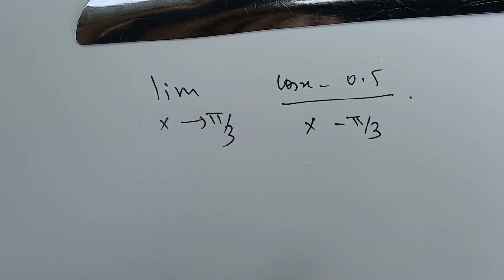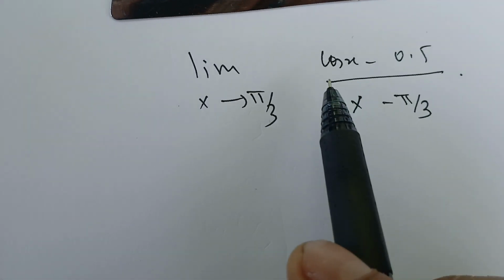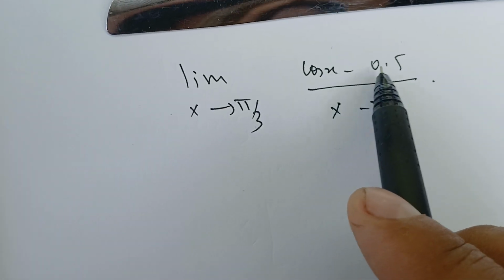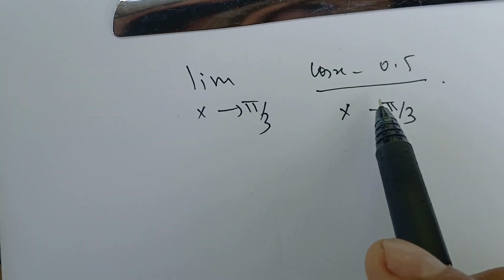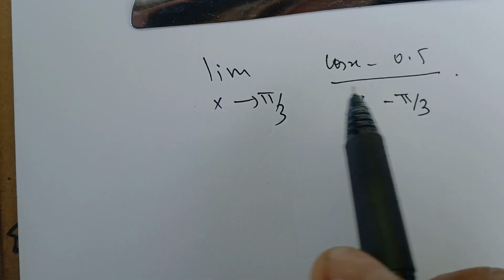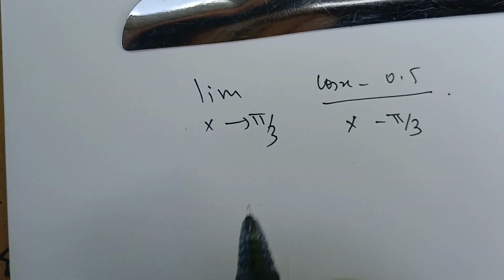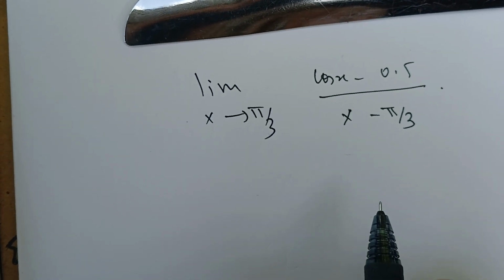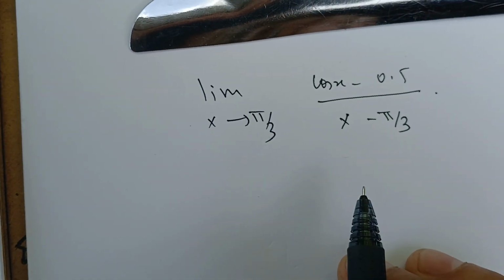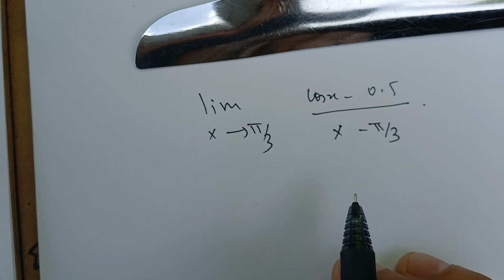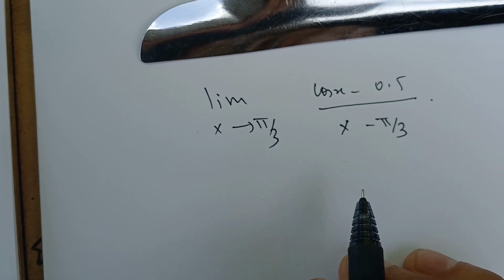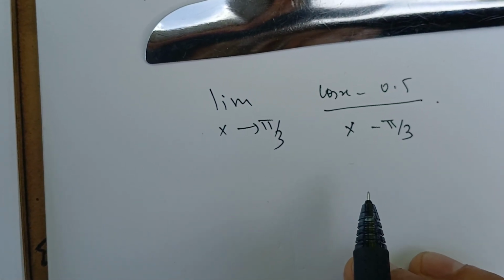Let us compute the following limit. It's the limit of (cosine x minus 0.5) over (x minus pi over 3) as x goes to pi over 3. We can do this one very quickly if we see that we are just looking for the derivative of the cosine at pi over 3.